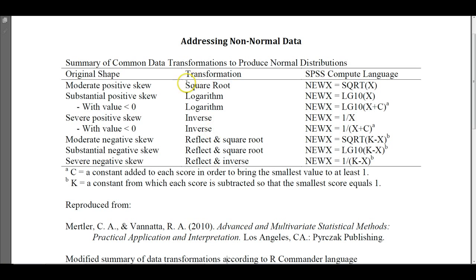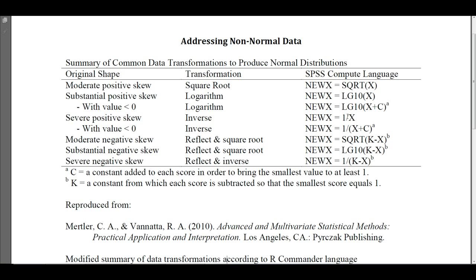And he gives you the different transformations that you should consider, depending on what kind of skew you have, positive or negative, and then the degree of skew, whether it's moderate, substantial, or severe. So this is the original table from Mertler and Vanatta, and it has the original shape of the distribution, the transformation that you can make, which is square root, logarithm, inverse, reflect and square root, and then reflect and inverse, and then the actual SPSS compute language.